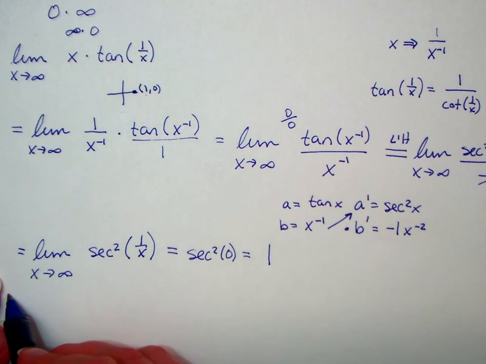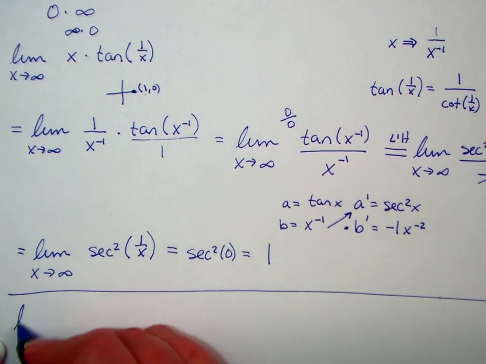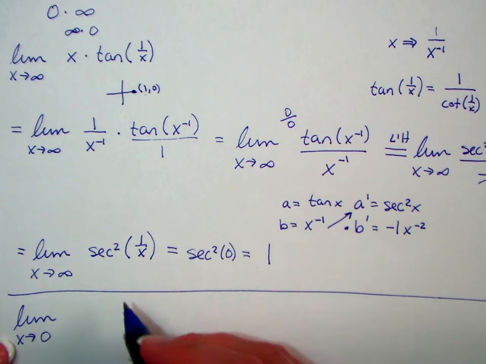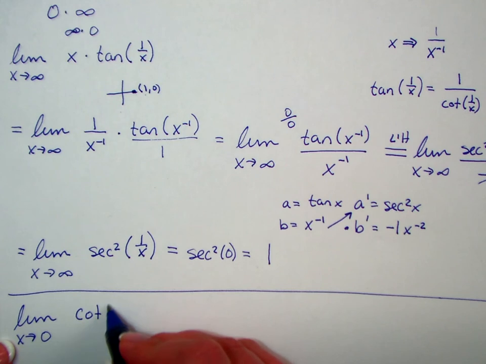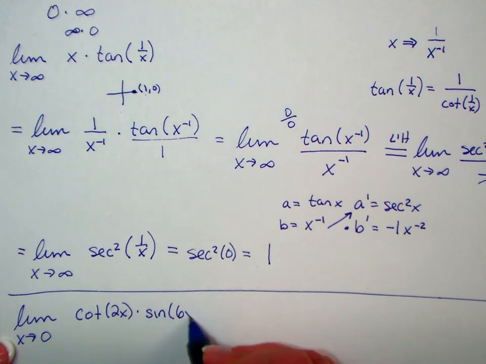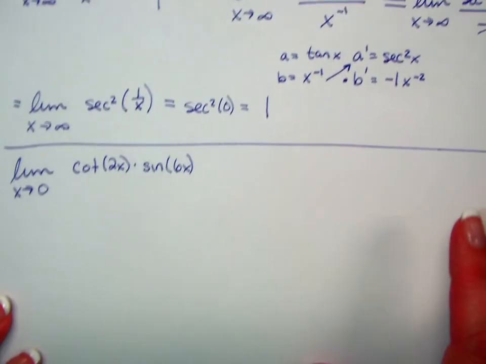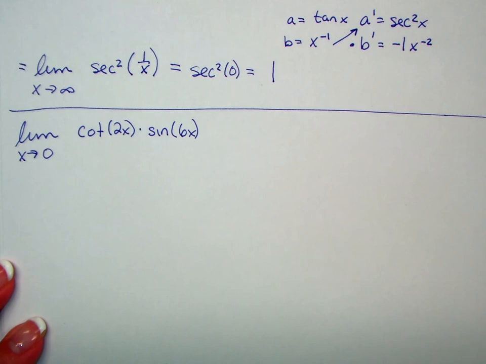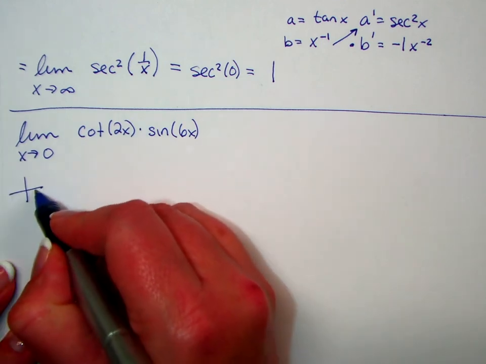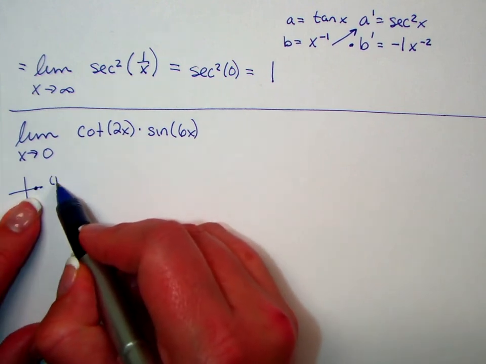All right, so let's look at another indeterminate product here. Let's look at the limit as x goes to 0 of cotan 2x times sine 6x. All right, which form is this? Okay, let me get my unit circle going here. We're looking as x approaches 0, so we're on the x-axis here.